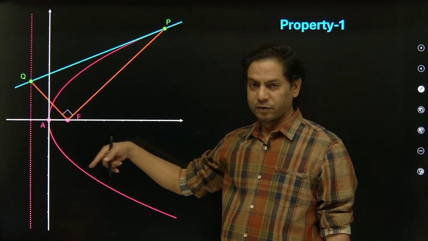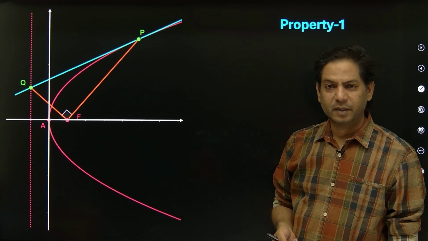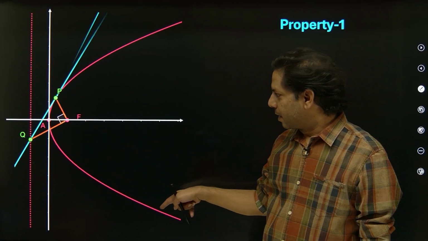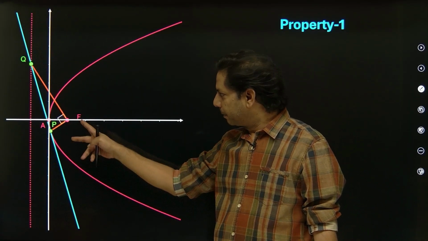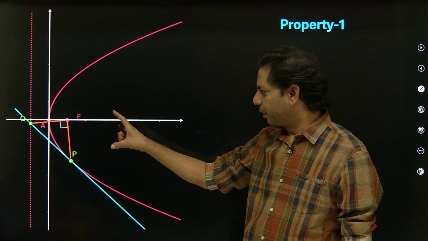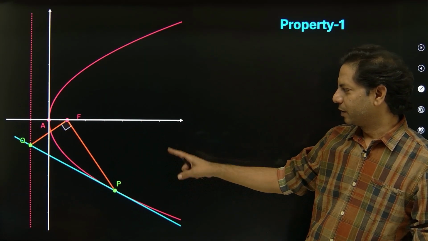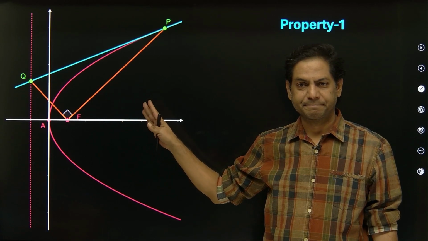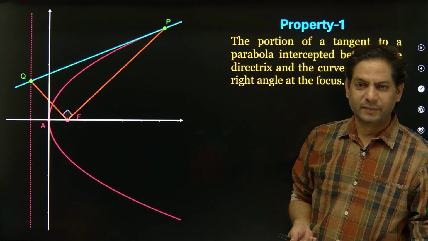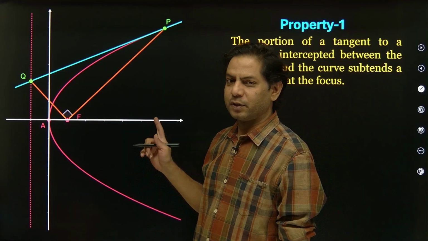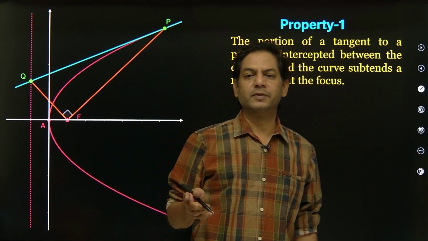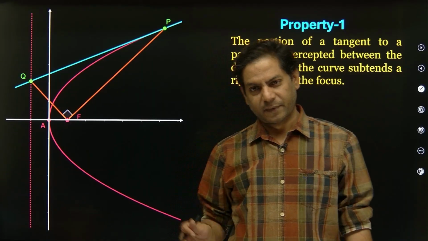If we change the position of P, let's see what happens. Here we are changing the position of P on the parabola, and the angle subtended by this portion of the tangent between the point of contact and directrix is always 90 degree at focus. So that is the first property. The portion of tangent to the parabola intercepted between the directrix and curve subtends right angle at the focus.